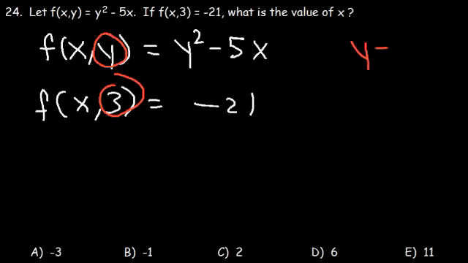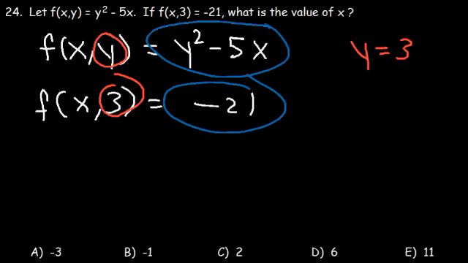So we know that y is equal to 3. Notice that the left side is equal to the left side of the second equation. Therefore, the right side of the first equation must equal the right side of the second equation. So we're going to set those two equal to each other.